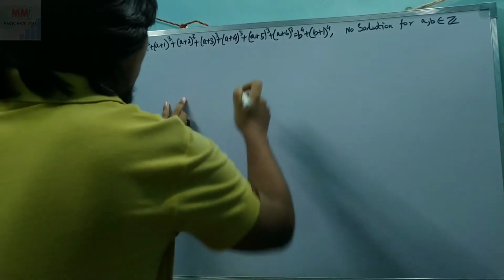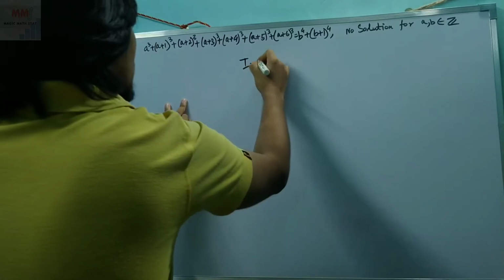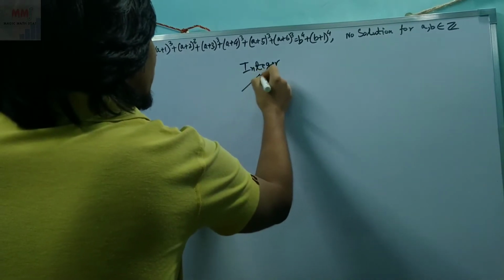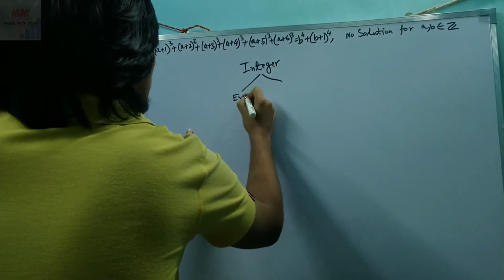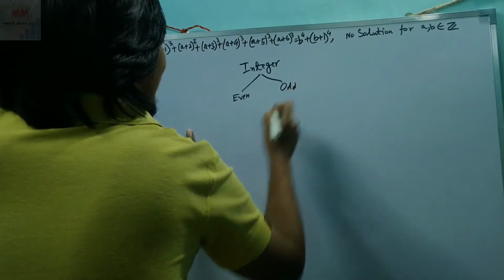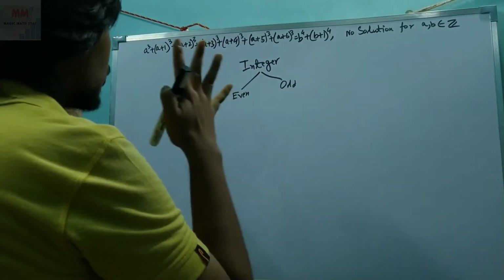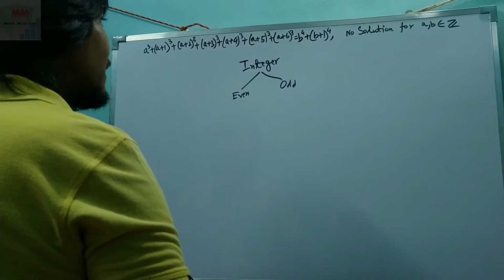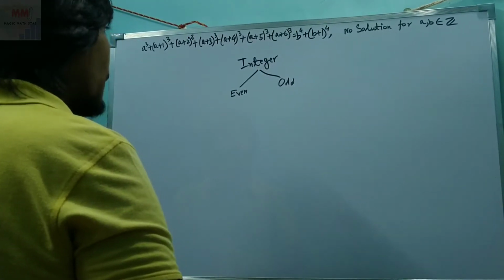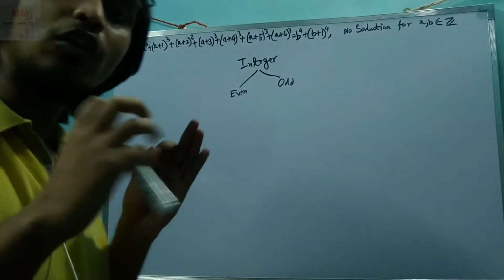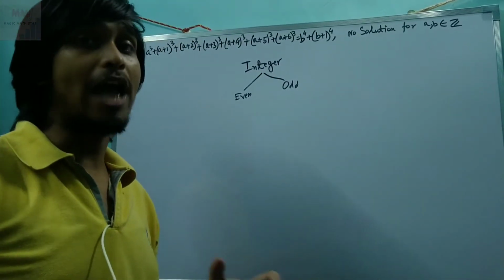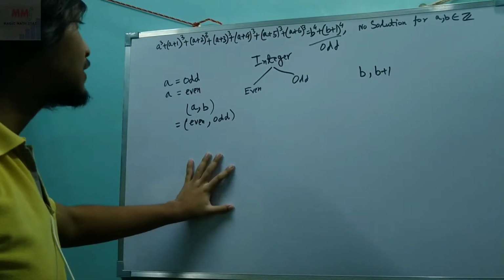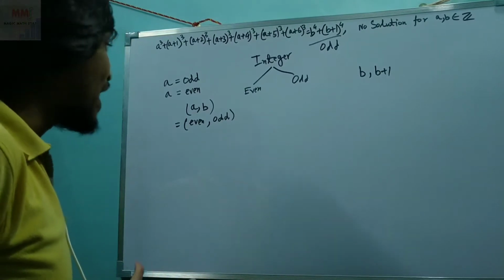When we hear the word integer, we can think of two things: even and odd. And if we can show that the two sides of this equation mismatch in terms of even and odd, then we don't have to do anything more. But the problem is I have already tried this approach and I couldn't get a solution from this. Now I'm going to clear out this board and start explaining a trick where I got the solution.